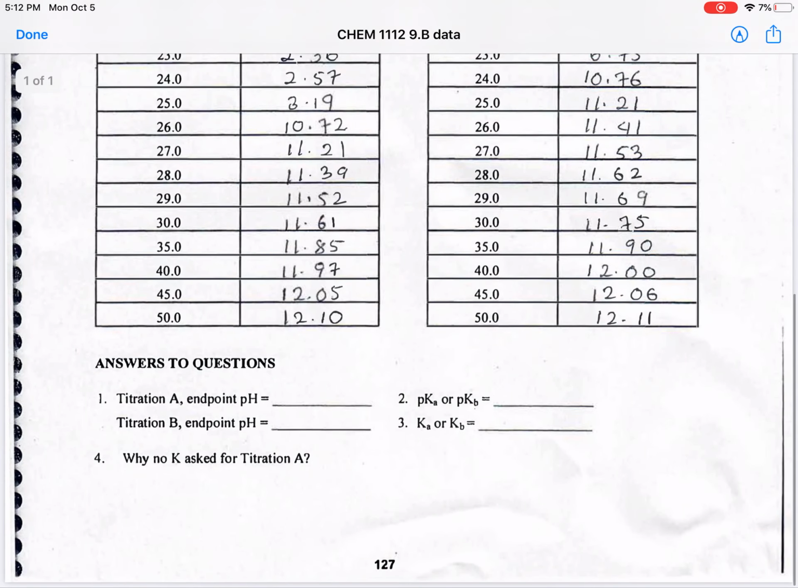So here: titration A endpoint, titration B endpoint, and then for titration B, pKa. We are not going to have pKb. pKb is for a weak base, but we use pKa because it's a weak acid. So you find the pKa the way I showed you, and then you can find Ka using the equation pKa equals negative log of Ka. Why no Ka for titration A, which I explained earlier. So that's all you need to do for this experiment. Okay then, bye-bye.